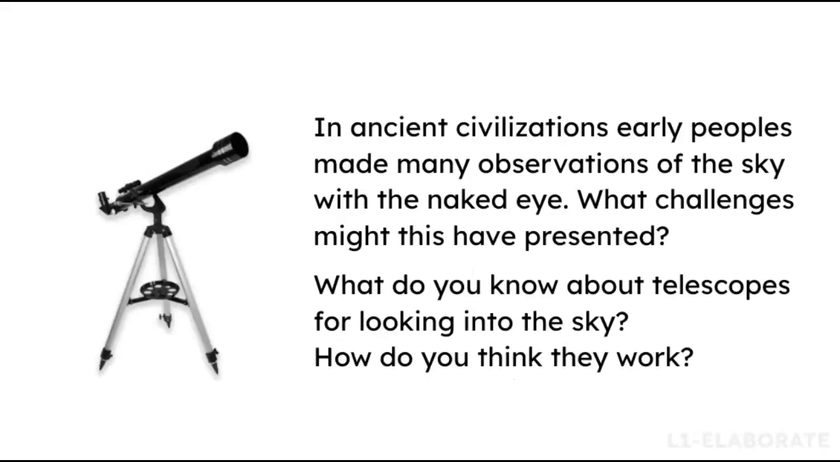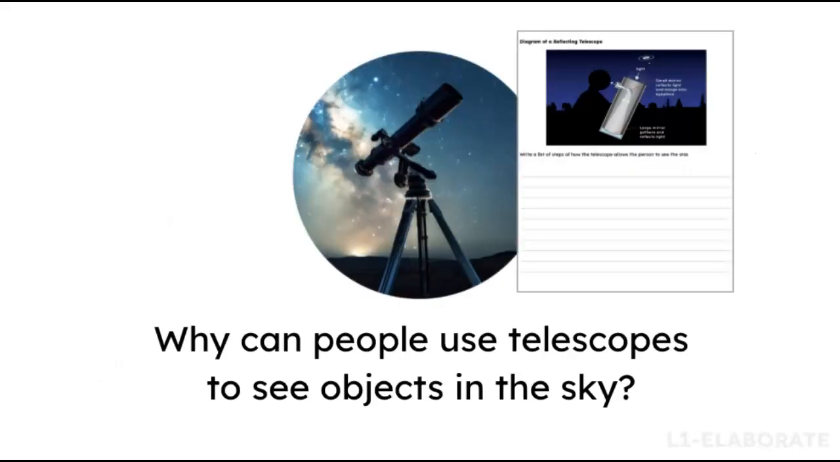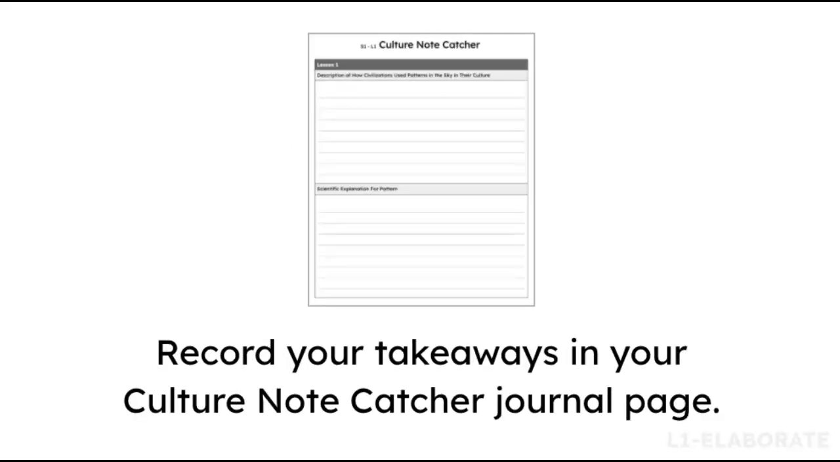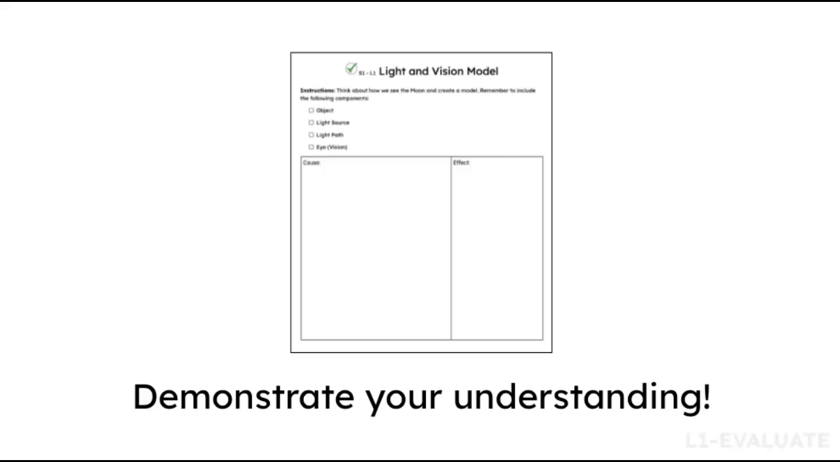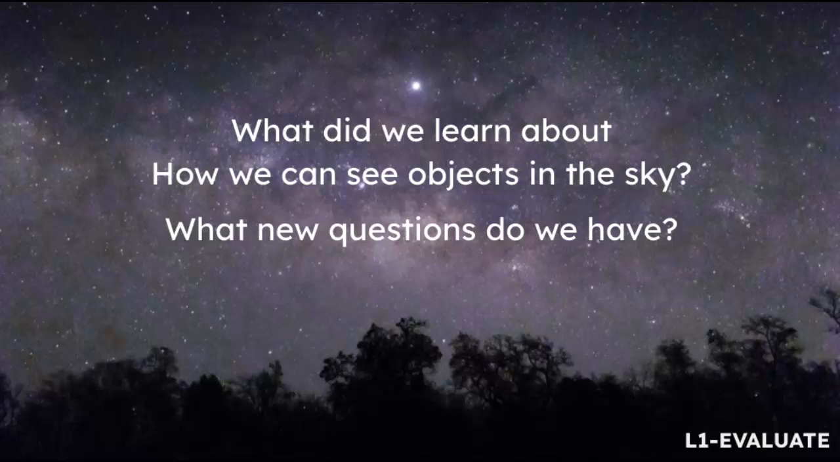For the Elaborate portion of the lesson, you'll ask students more questions about the challenges of looking at the sky without modern telescopes and how they think telescopes work. You'll have students complete the Reflecting Telescopes student journal page and have them record their takeaways in their Culture Note Catcher student journal page. For the Evaluate portion, you'll have students complete the Light and Vision Model student journal page to help them demonstrate their understanding of the lesson's content.